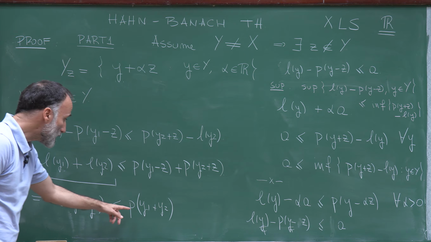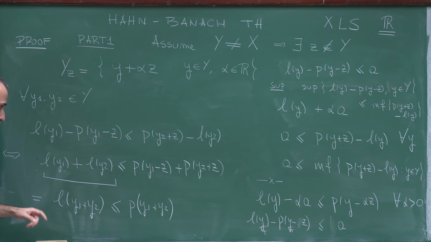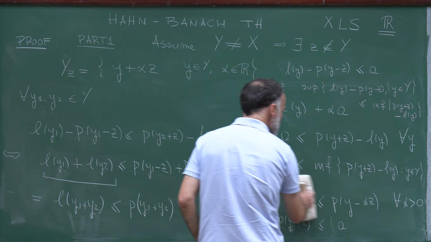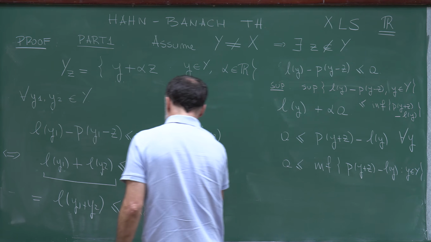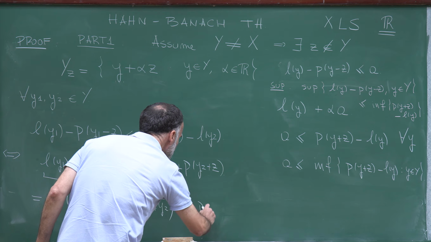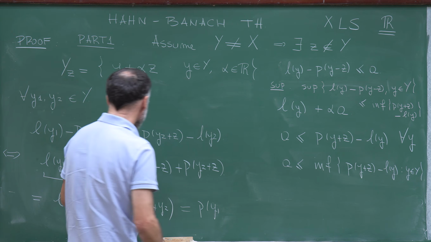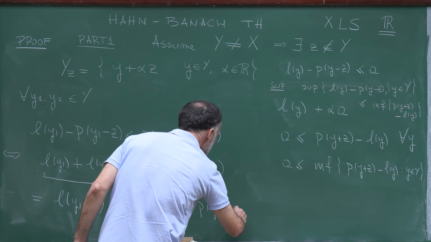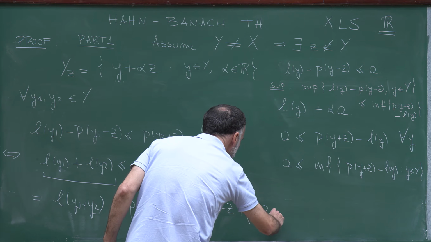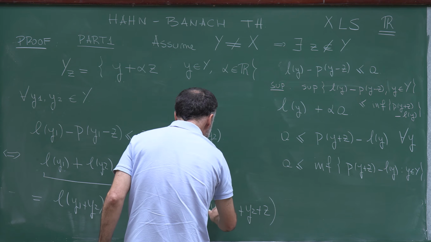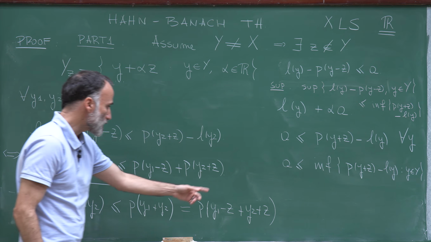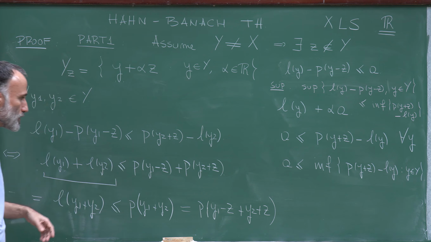Well, but P, in the opposite of L, P is defined on the whole space. So now I can introduce z in this equation by writing that P(y1 + y2) is equal to P(y1 - z + y2 + z). I can introduce z inside this expression because P is defined in all the space.